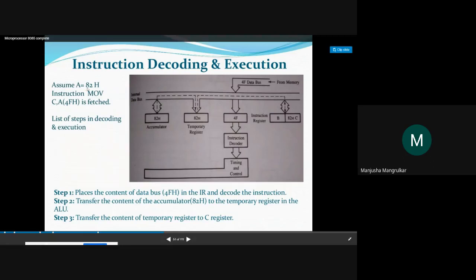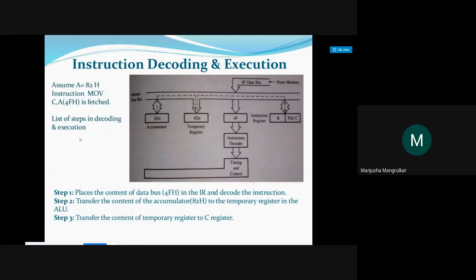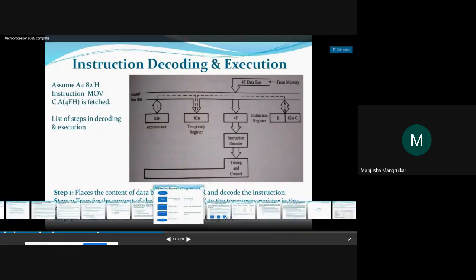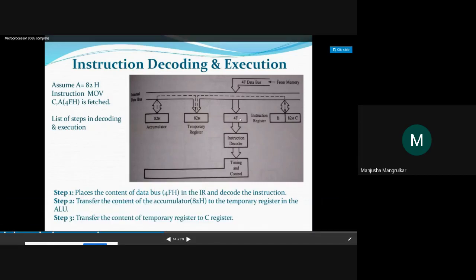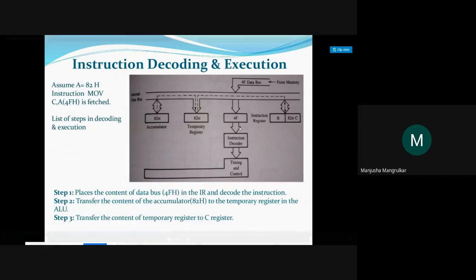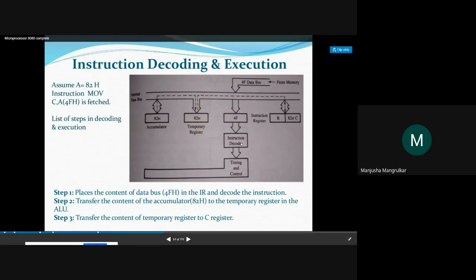Now, instruction decoding and execution. Assuming that A has 87H, the instruction MOV C, A, whose opcode 4F is fetched. These are the steps of decoding the instruction, to see how it performs the instruction, right? Place the content of the data bus, 4F, into the instruction register. Here we put 4F, and then it decodes the instruction. Then transfer the content of accumulator A into C, right?